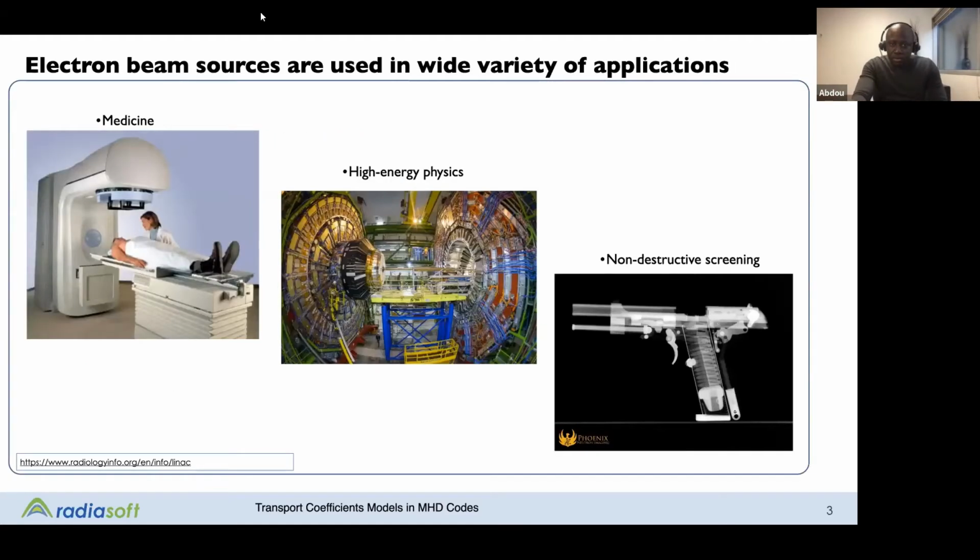All right, so why am I seeing this? Electron beams are used in a wide variety of applications. In medicine, for example, and in high energy physics. This is a picture of the LHC, the Large Hadron Collider, over there in Geneva. Electron beams are also used, for example, in neutron generators as a way to do non-destructive screening. So they have a large and wide variety of applications.